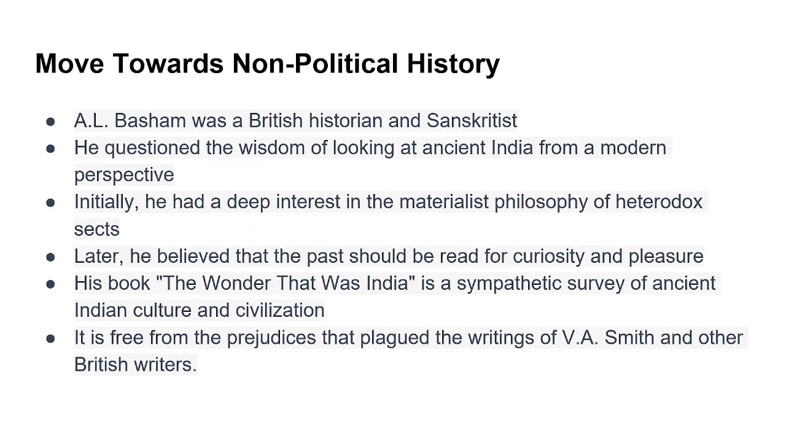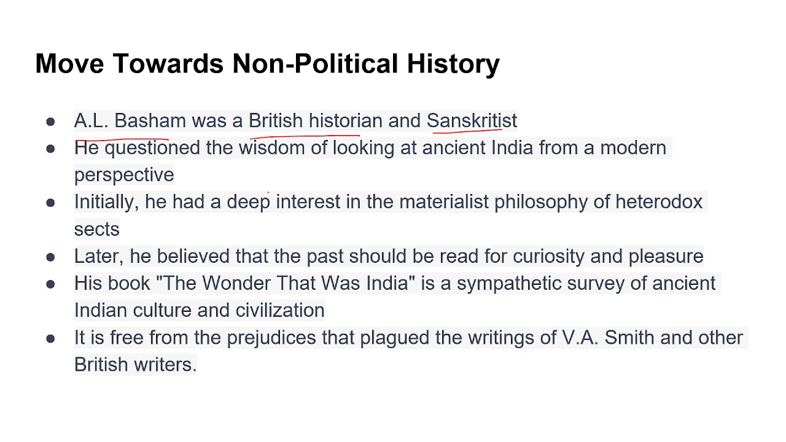Then we see that we move towards the non-political history. So हमने देखा colonialist approach, then we saw the nationalist approach. Now we are proceeding towards the non-political history. In non-political history, what do we see? It is basically by A.L. Basham, who was a British historian and Sanskritist.